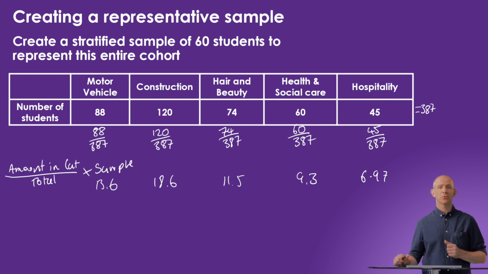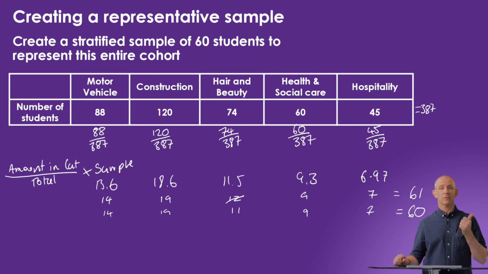So let's round the motor vehicle students to 14, the construction students to 19, 12 for the hair and beauty students, 9 for the health and social care students, and 7 for hospitality. However, if we add these up, we find that we have 61 students. So I've rounded the hair and beauty ones down to 11, as this was the lowest number that was rounded up. So now we've got our sample size that's representative of this entire cohort of students. And we can check by adding it to get 14 plus 19 plus 11 plus 9 plus 7 equals 60.